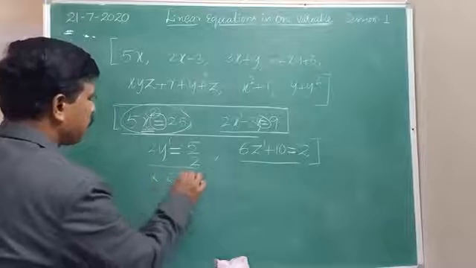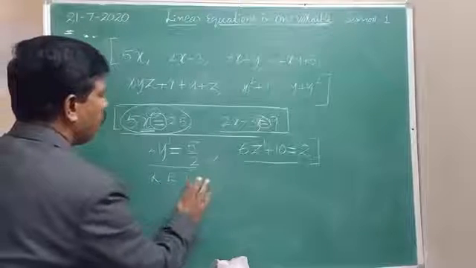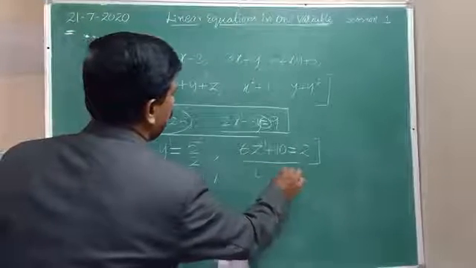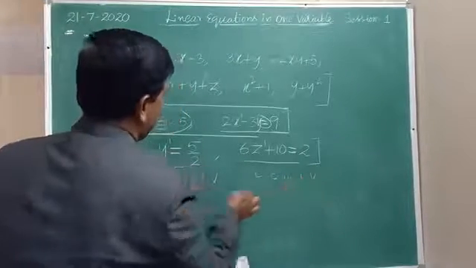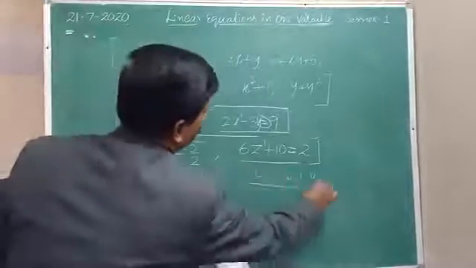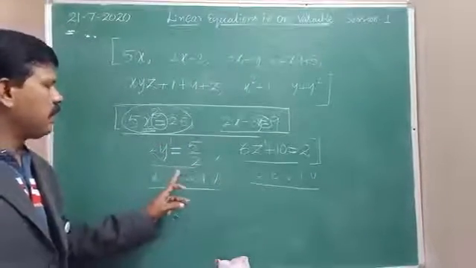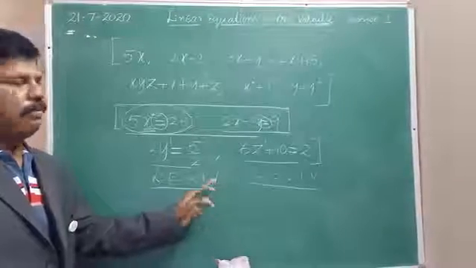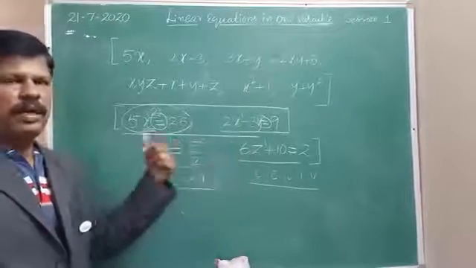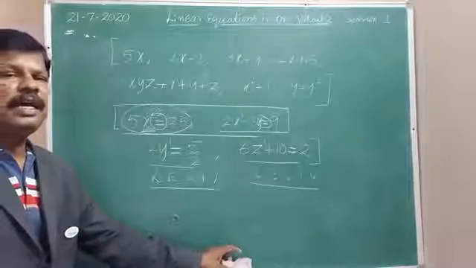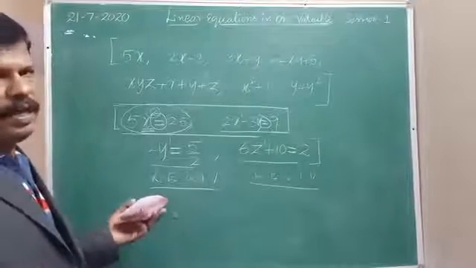So these two are called linear equations in one variable. I have just written it in short form. Understood? Clear? Understood how to identify a linear equation in one variable.